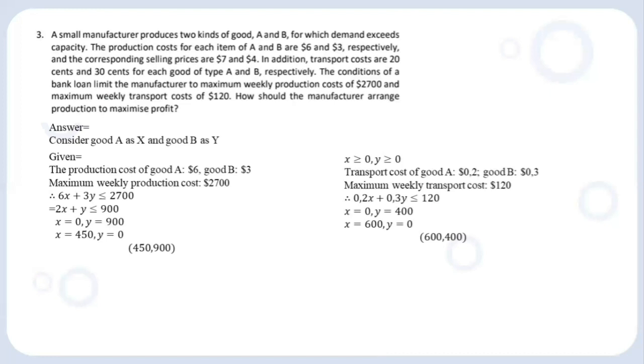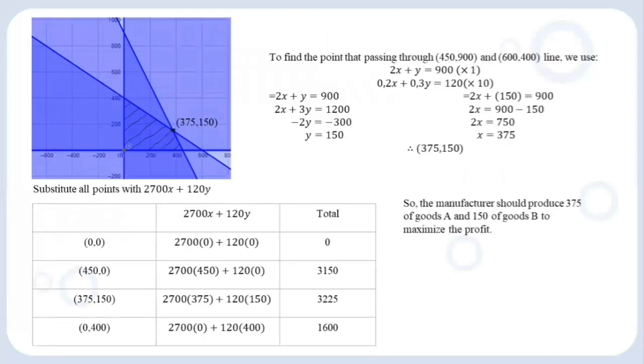Then we find the constraint 0.2x plus 0.3y less than or equal to 120. If x is 0, then 0.3y is equal to 120, or y equals 400. If y is 0, then 0.2x is equal to 120, or x equals 600, and we get the coordinates 600 and 400. This is the graph.